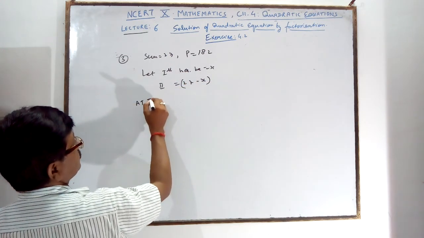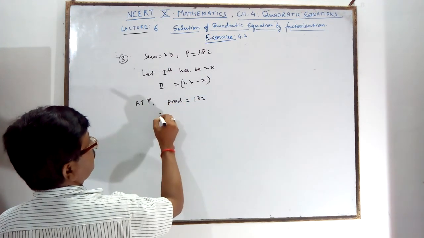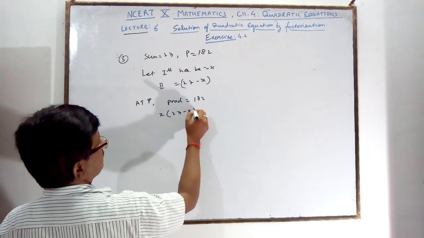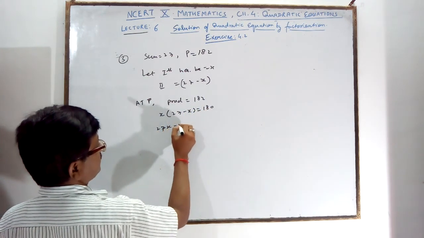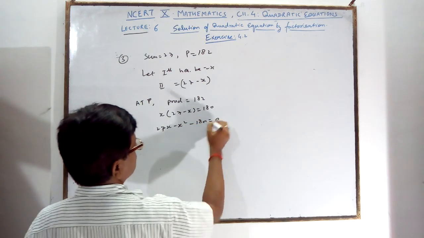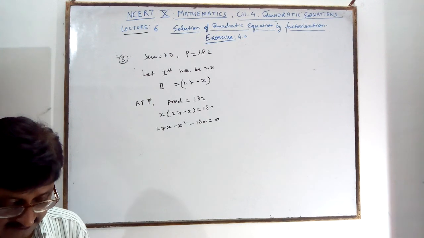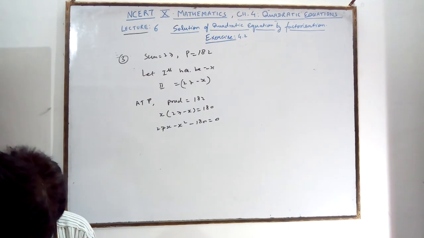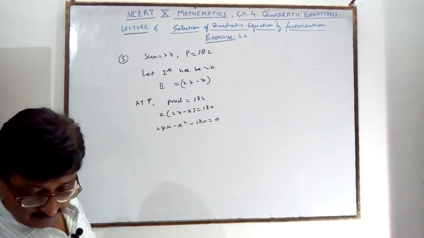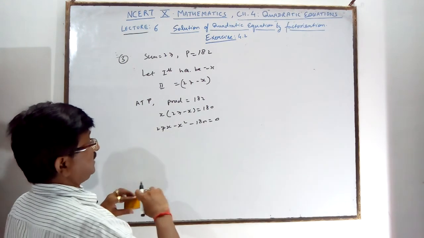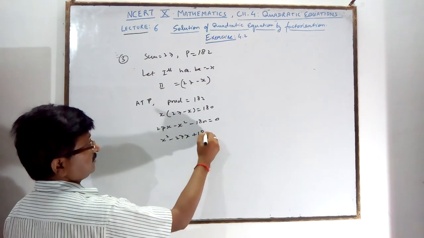The product is 182, meaning first into second. So you will get 27x minus x square minus 182 is equal to 0. Try to write it in the standard form and without a negative sign, always. So what will you do here? We will get x square minus 27x plus 182 is equal to 0.